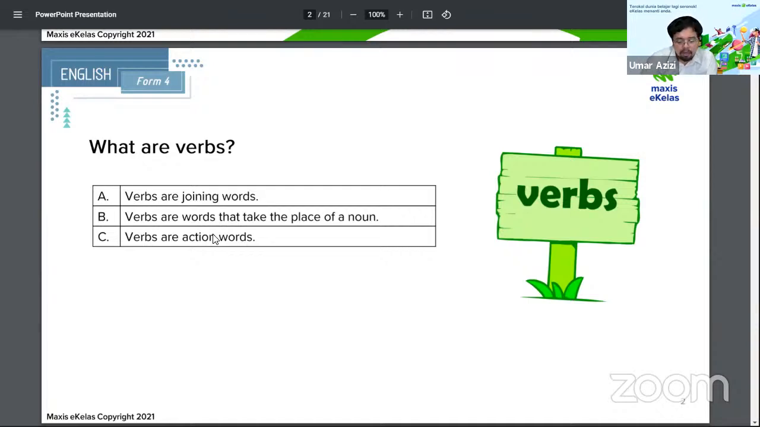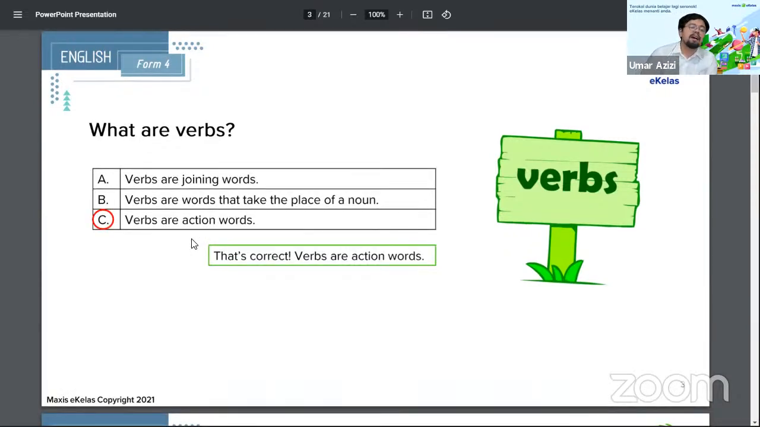And Rosna Rahim answers B. Hi, Rosna. Hello. Sorry, I have to change the settings to live chat. Okay, so Rosna says B, and Ajmila Zarif puts C. And the answer here is C. Verbs are action words.